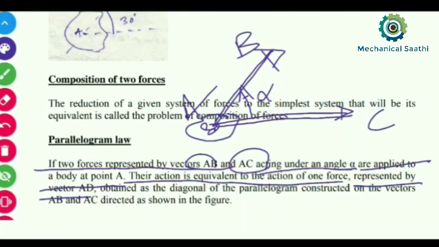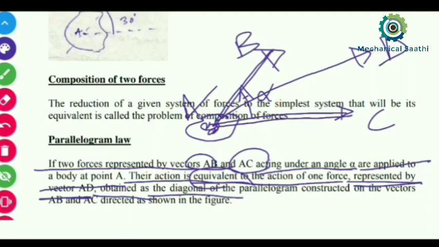Okay, so it is being a single point. And their equivalent force, here the equivalent force will be represented by AD. So let this be AD, obtained as the diagonal of the parallelogram constructed on vectors AB and AC.